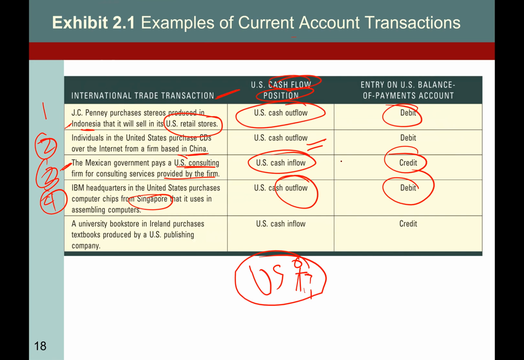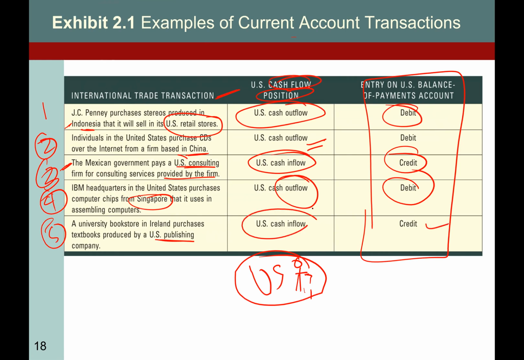If you want to double check your knowledge of accounting, I'm just going to give you your accounting revision. That's it. A university bookstore in Ireland purchases textbooks produced by a US publisher. So the US is selling its books and receiving dollars, cash inflow, credit. Any question you want to ask? No? Then we will be moving forward.